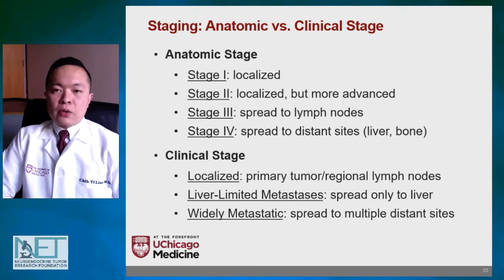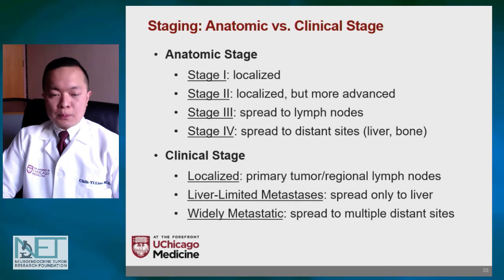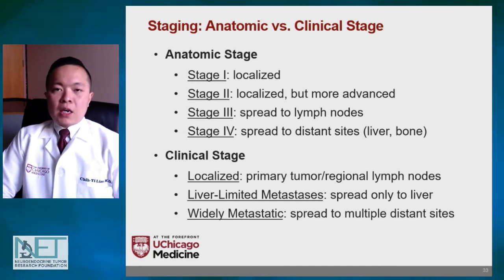1 neuroendocrine tumors are those that are localized. Stage 2 neuroendocrine tumors are localized but more advanced. Stage 3 neuroendocrine tumors are those that have spread to the lymph nodes. Stage 4 neuroendocrine tumors are those that have spread to distant sites, such as the liver and the bone. But anatomic stage sometimes is not very helpful in terms of informing us the treatment considerations.